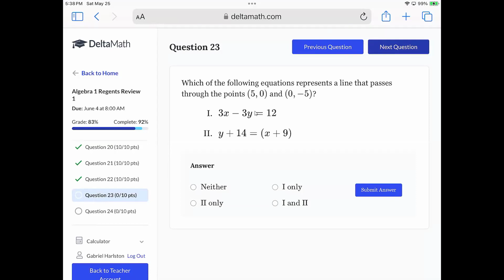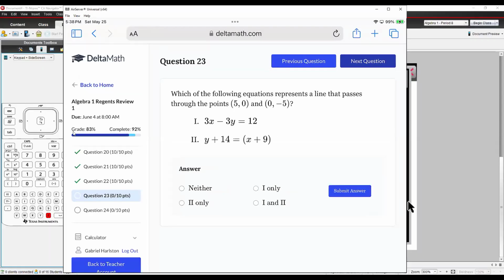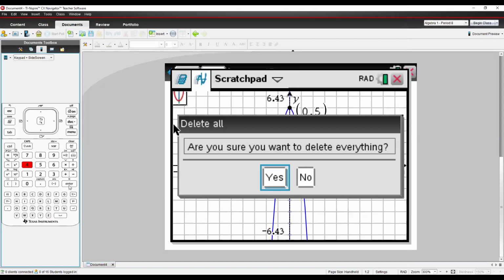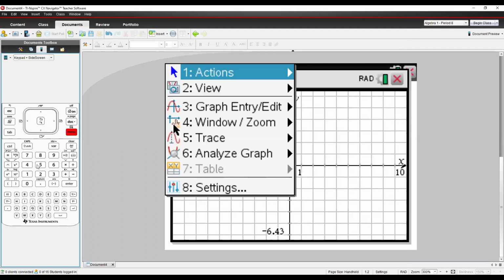So here's what I would do. I would just graph them, and then I would type in 5 and I would type in 0 and see if these y values correspond. So let me go there and do this. I'm going to go grab my calculator. I'm going to do menu 14, get rid of what we just did. Then I'm going to do menu 45.